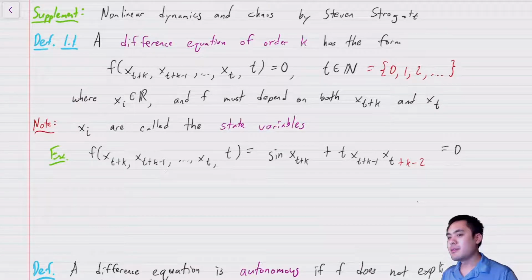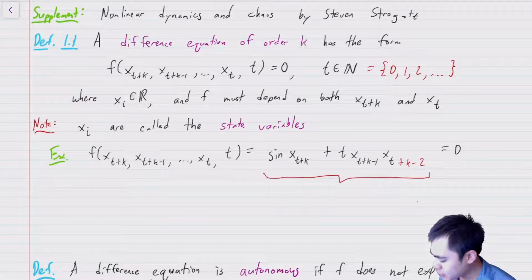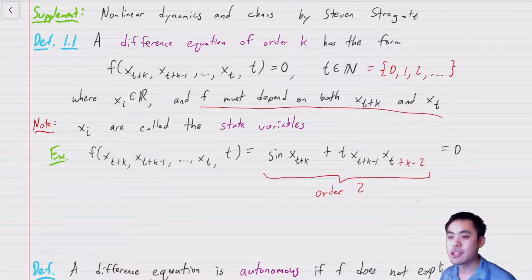Well then, strictly speaking, this is still a function of x sub t plus k through x sub t and t, but it no longer actually depends on x sub t. And in fact, if we look at this a bit more closely, this modified equation is only of order 2. And so the reason we had this additional technical condition is basically so that the difference equation is actually of order k.